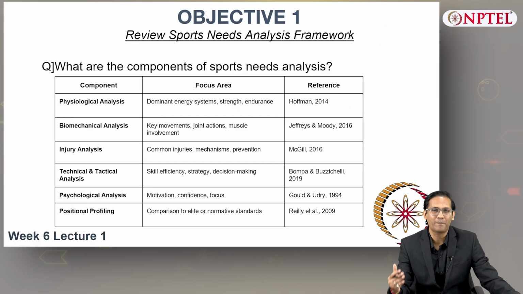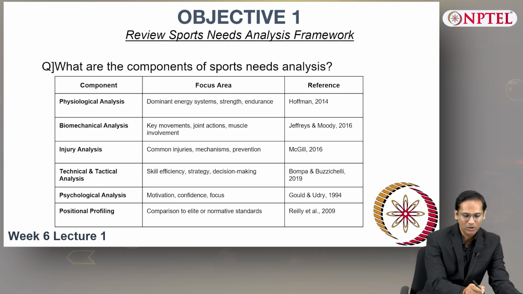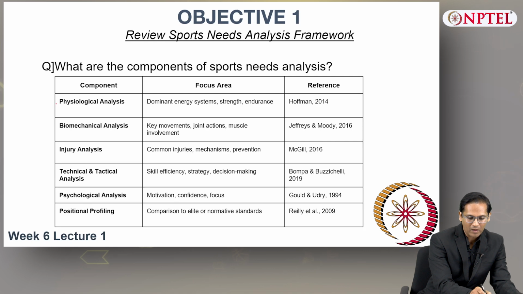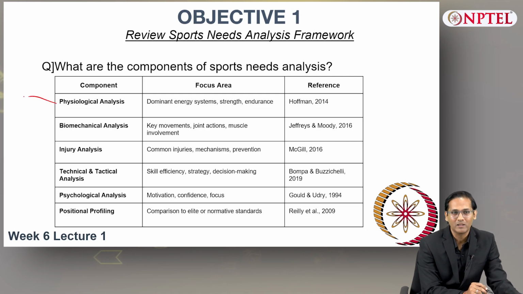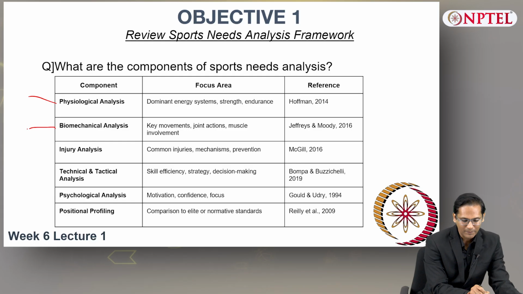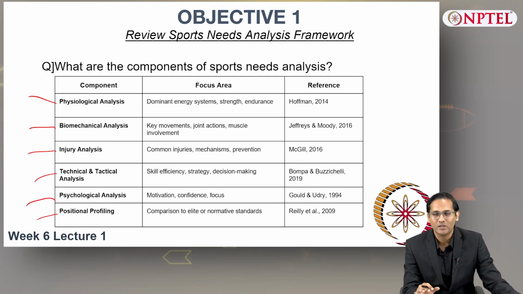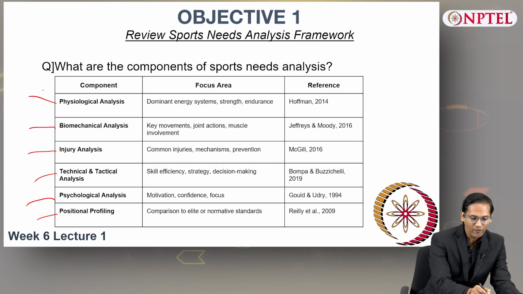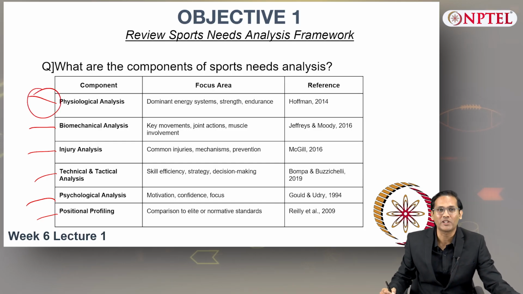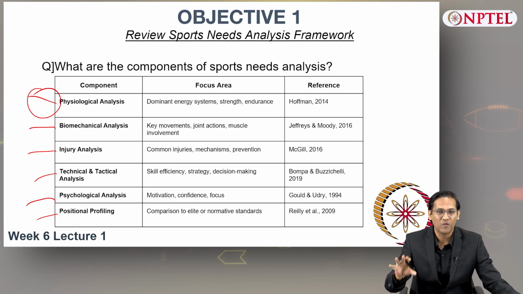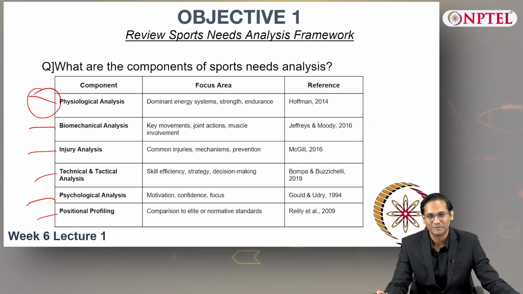So what are the different parts of sports need analysis? This includes physiological, biomechanical, injury analysis, technical, tactical, psychological and positioning profiling. Again, as I mentioned, we are going to specifically focus on the physiological analysis part of the need analysis for the sake of this course.